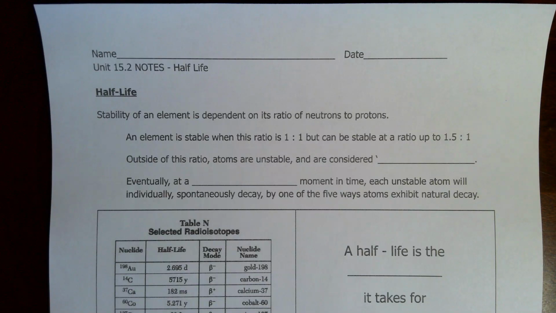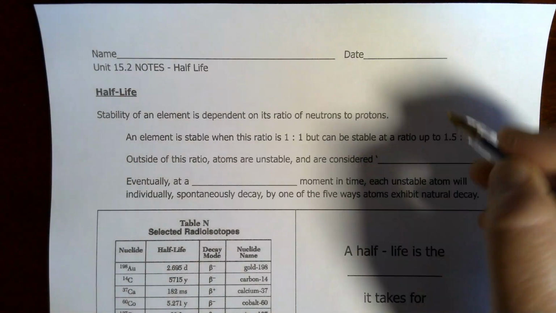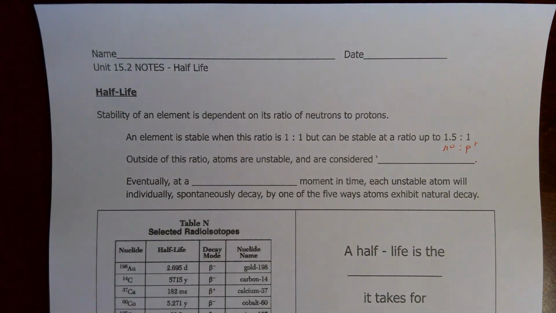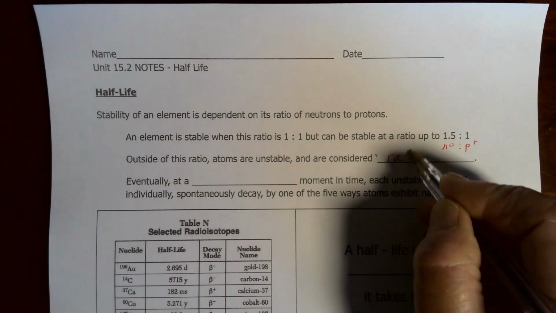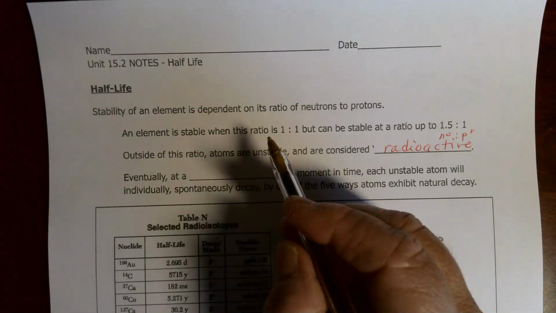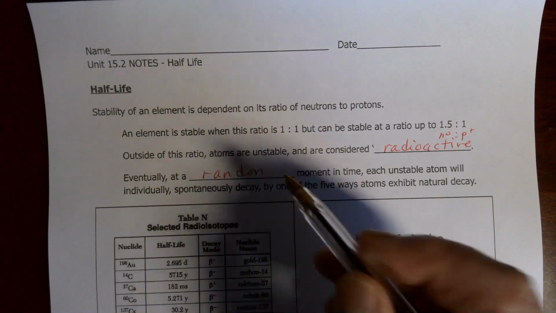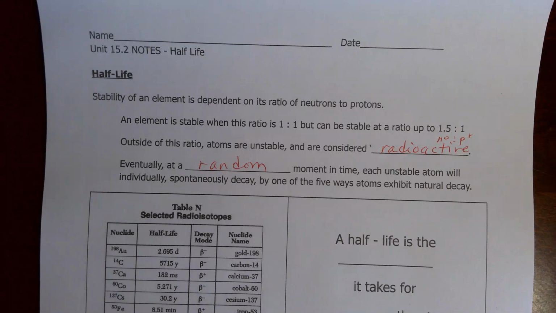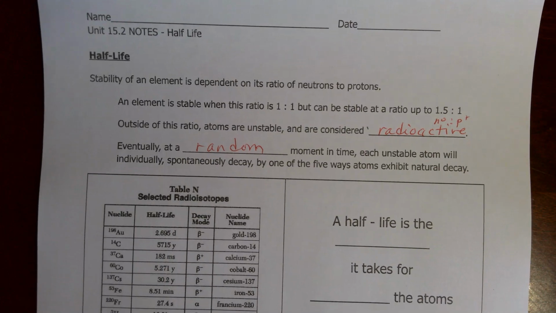An element is stable when this ratio is 1 to 1, but can be stable at a ratio up to 1.5 to 1. That's a ratio of neutrons to protons. So it can have 50% more neutrons than protons and still be stable, but anything outside of that ratio, atoms become unstable and are considered radioactive. Eventually, at a random moment in time, each unstable atom will individually, spontaneously decay by one of the 5 ways atoms exhibit natural decay that we discussed in the first lesson on natural radioactivity.